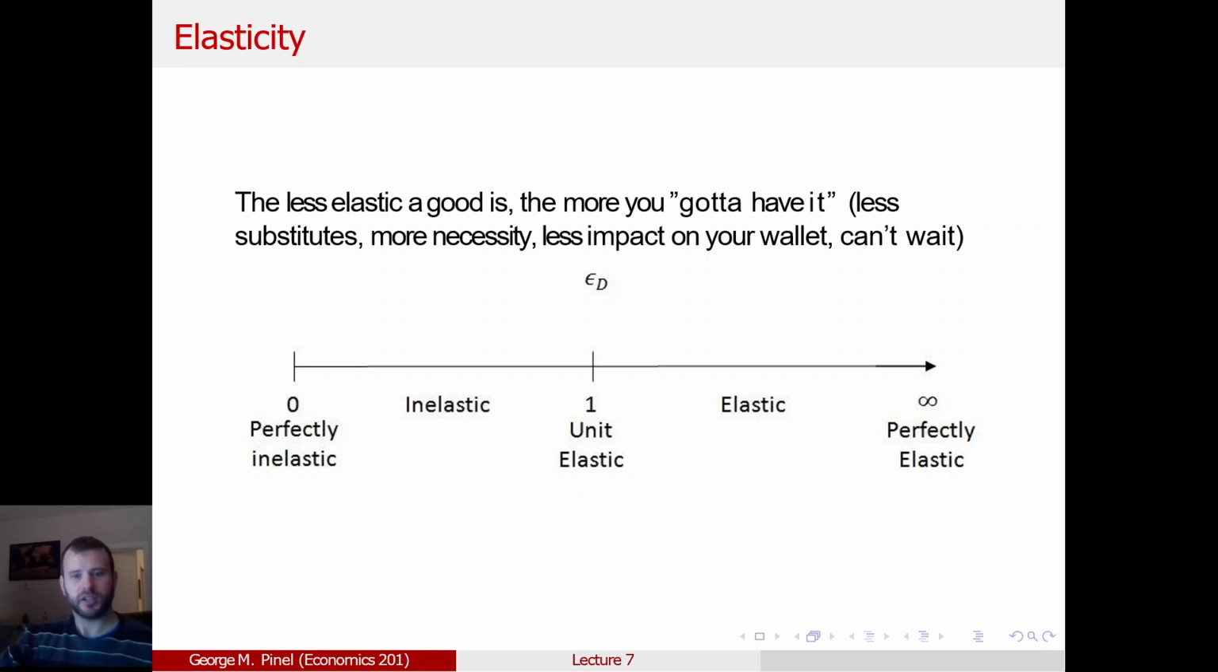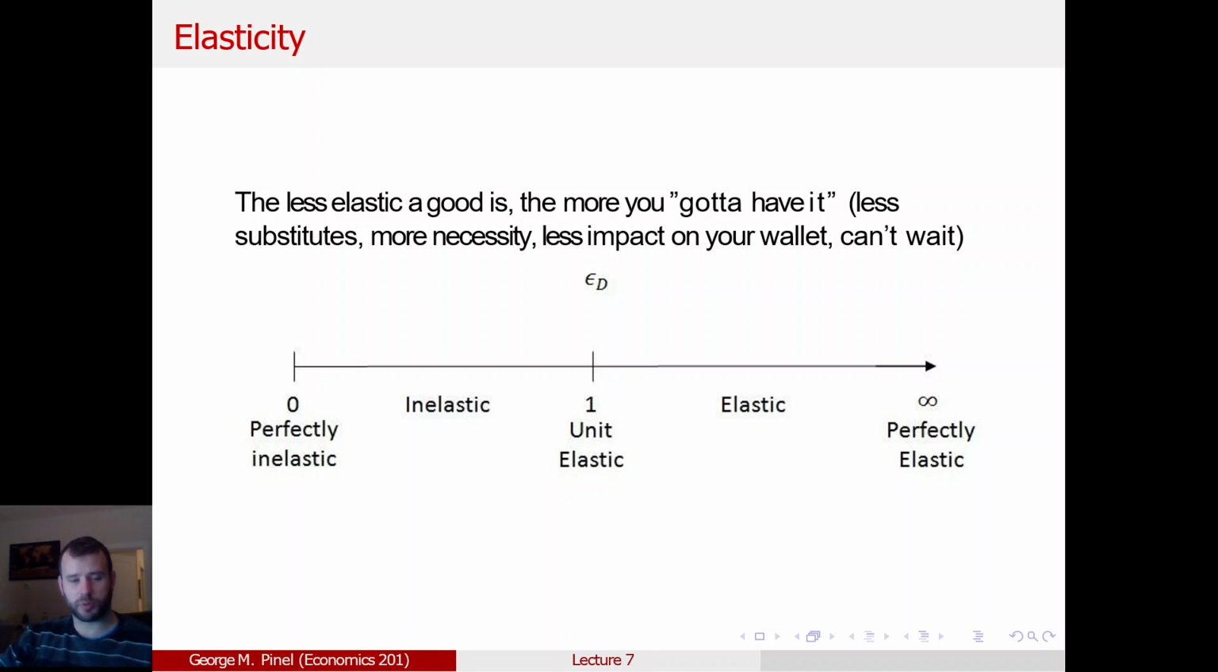And then finally, you have perfectly elastic demand, which is when even the slightest change in price is either going to drive the quantity demanded to 0 or to infinity, just because the demand curve is essentially a straight horizontal line. Okay, so if you increase the price by even a little, well, guess what? People can consume the good elsewhere. So quantity demanded is going to go to 0.